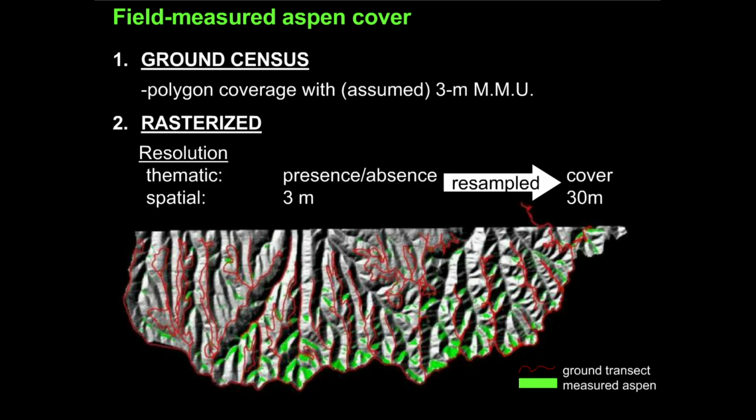digitize those polygons, rasterize those polygons, and then coarsen them so that we could have 30 meter resolution cells of aspen cover. Now at this point, the interior of the polygons, which are really just a collection of adjacent pixels, are going to be pure aspen, and only the edges are going to have a cover somewhere between 0 and 100%, or 0 and 1 fraction.